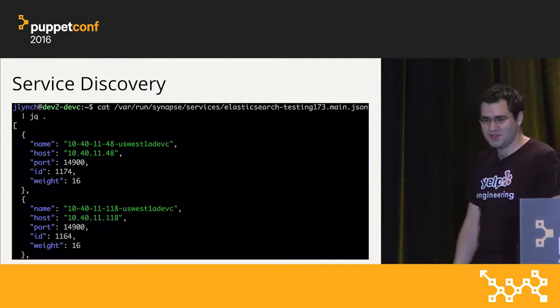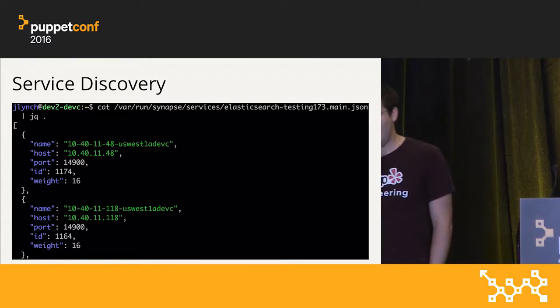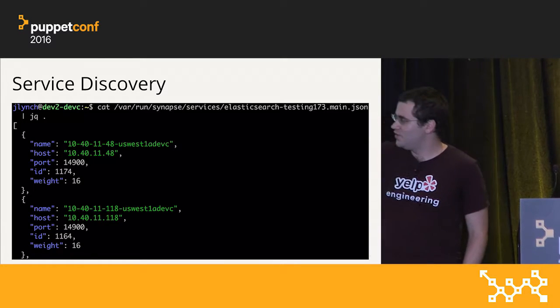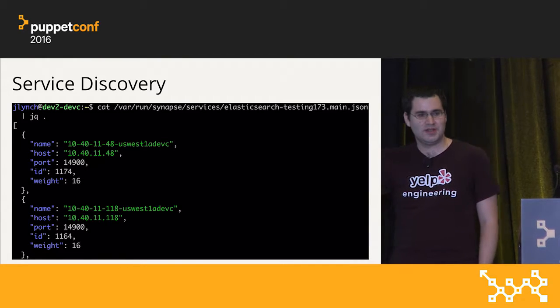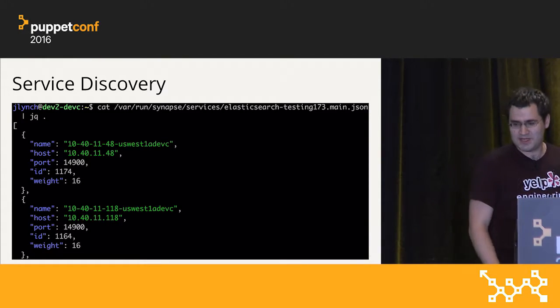And just to prove that really works, here's an example of an Elasticsearch or Cassandra cluster. Those discovery files will show up in this directory. And here you can see these are nodes that are running Puppet that have registered in SmartStack.